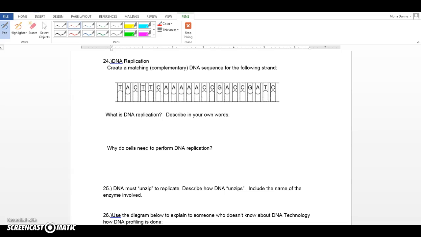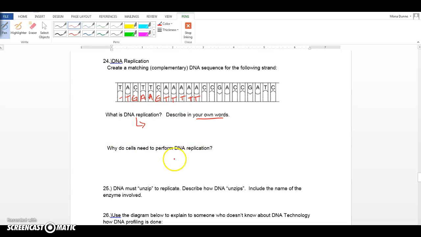Okay, let's look at DNA replication. So we are trying to make the complementary strand. So that's going to be A, T, G, A, G, T, T, T, T, T. And DNA replication is the process where we make an identical copy of DNA using the original one as the template strand. So that's supposed to be in your own words, so I'll let you guys formulate that.